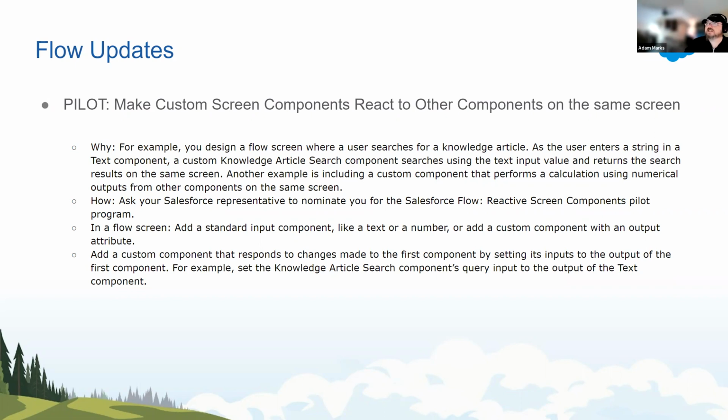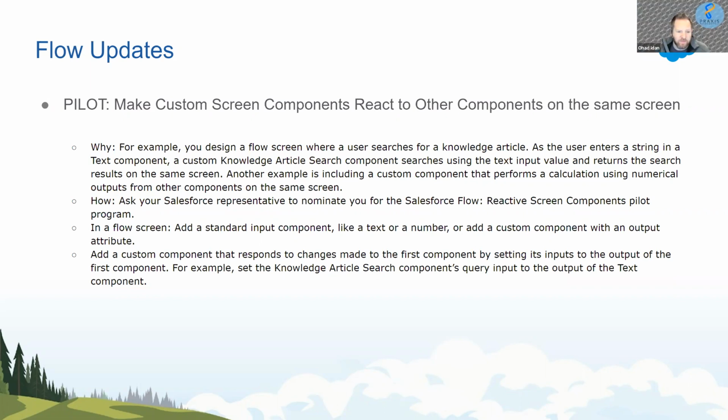We can see here the example they give us is a flow screen where the user searches for a knowledge article. You can have the user enter a string in a text component, and then a custom knowledge article search component that is also on the same flow screen will update based on the user entering the text string into the text component. So this is big, cool stuff in pilot. I really hope to see this get to beta this year, but if you have a use case, reach out to your AE and try to get it on this pilot.